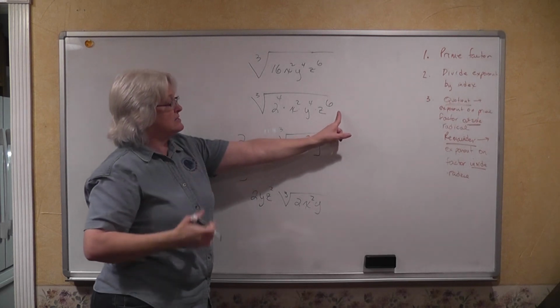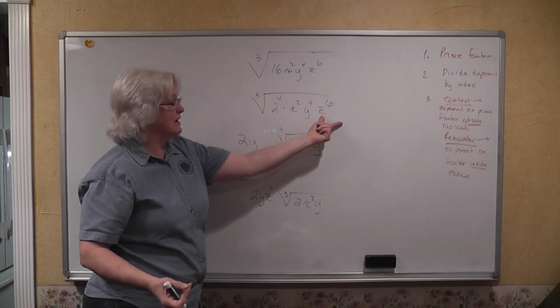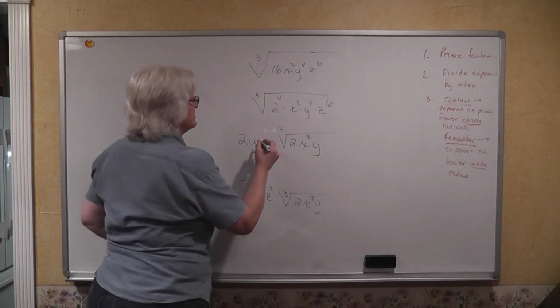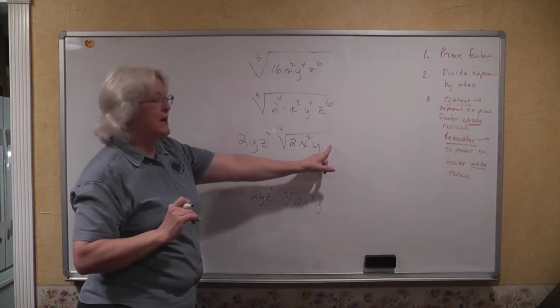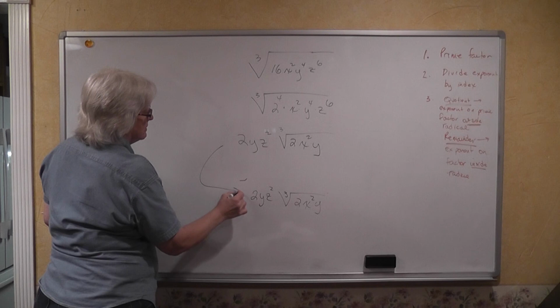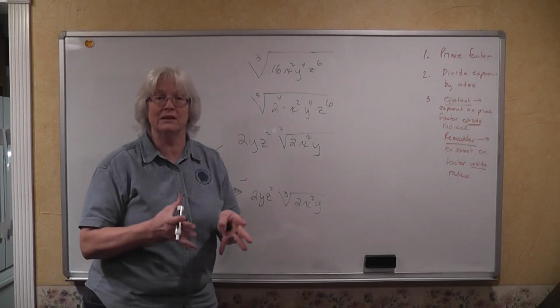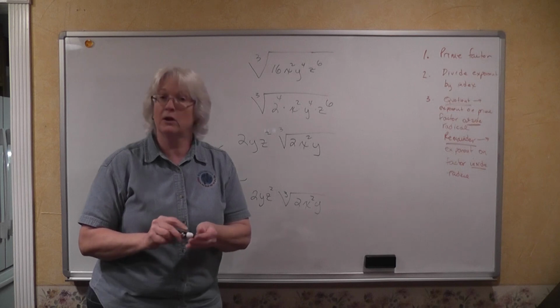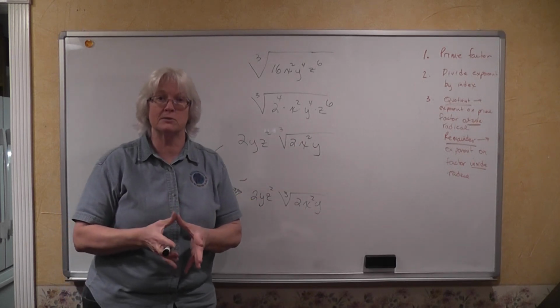Now we have z to the 6th. 6 divided by 3 is 2. We have 2 sets of triples. So we have z squared, and there are no factors of z remaining. And you see that we ended up, of course, like we have to, with the exact same answer. You can also arrive at this answer using fractional exponents.